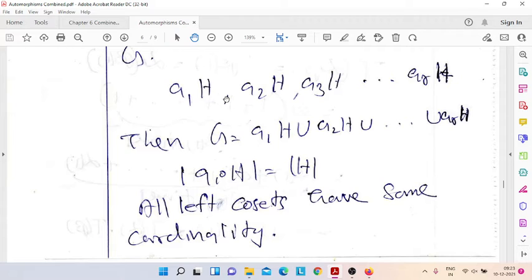So we can say that any two left cosets are either the same or completely disjoint. Using that property, we can write that G is equal to the union of all these left cosets: A1H union A2H union etc. union ARH. It's because if there is an element X in G, then that X must be present in the left coset XH. So there will be a left coset which contains that element X. So every element of G is present in one left coset.